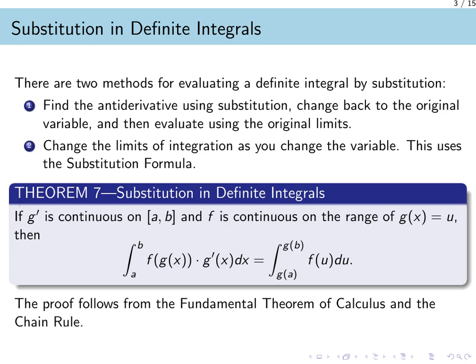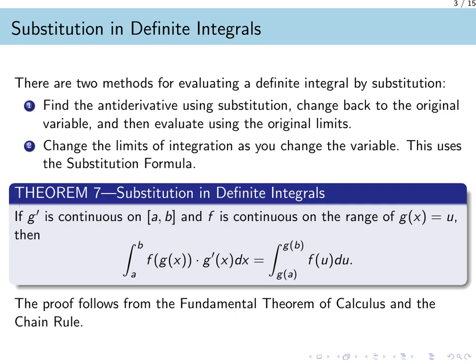The second, more direct method involves changing the limits of integration at the same time as the variable. When you substitute u for a function of x, you also transform the x limits of integration into their corresponding u values. So if x goes from a to b, then u will go from g of a to g of b. This is precisely what the substitution formula, Theorem 7, formalizes. It lets us transform the entire definite integral, including its limits, from the x domain to the u domain.